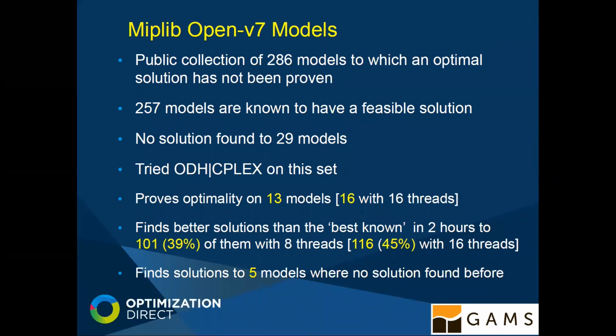With fairly modest resources of computer and time, we tried ODH CPLEX on this set, and in fact we proved optimality on 13 of these models, or 16 of them if I use my 24-core workstation running 16 threads. And it found better solutions than any that had previously been known to over 100 of them on the workstation and 116 on the server. That's in a limited time span of 2 hours.